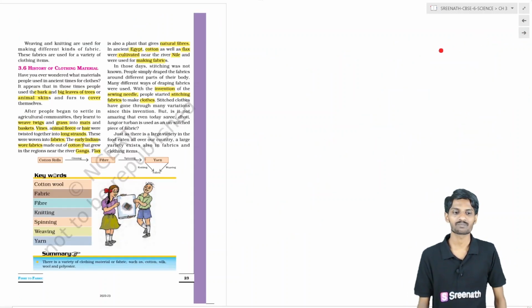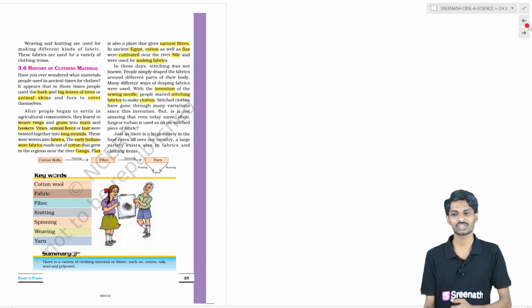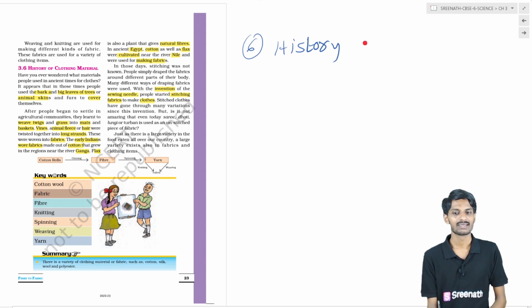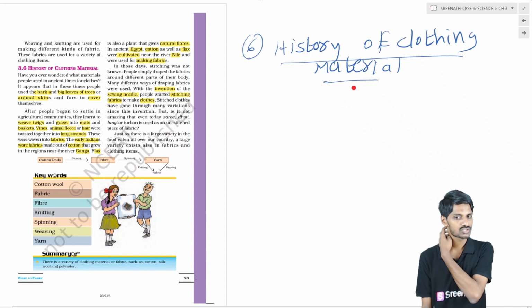So this is about the fifth topic, students. We have completed the fifth topic. Okay, now we are going to start the sixth topic, that is the history of clothing material. Okay students.